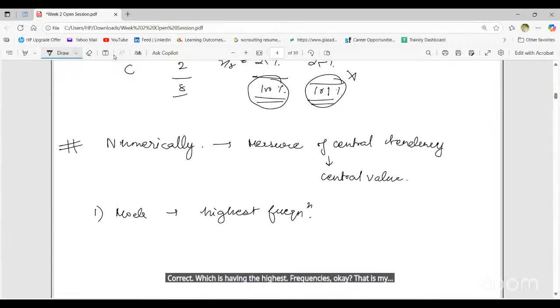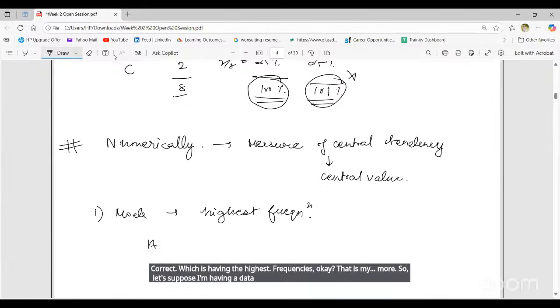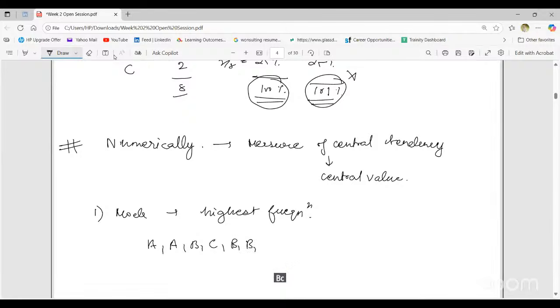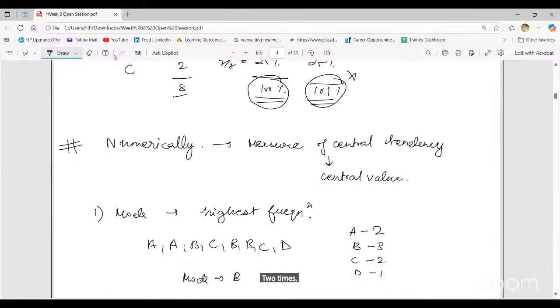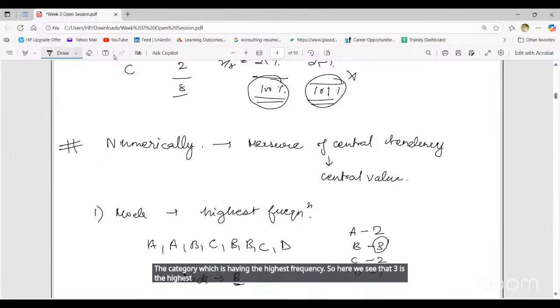Let's suppose I have data like A, B, C, B, B, C, and D. What is the mode here? The mode is B. A is occurring 2 times, B is occurring 3 times, C is occurring 2 times, and D is occurring 1. So the mode is basically the category having the highest frequency. Here 3 is the highest frequency, so B is the mode.